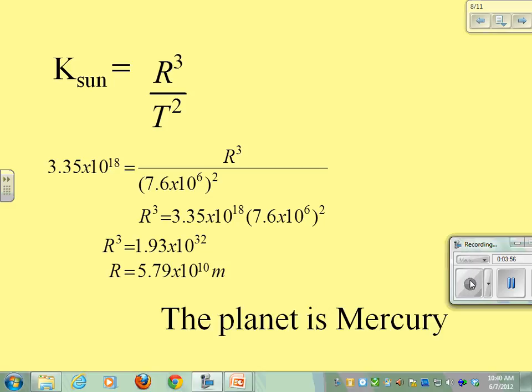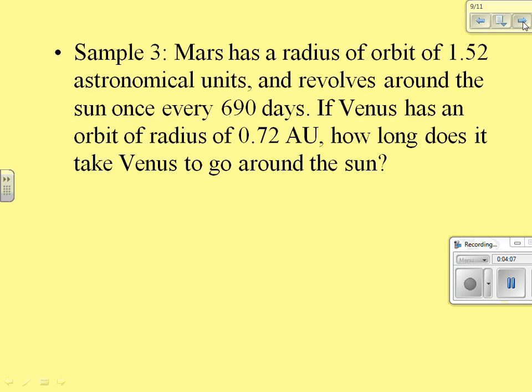If you were so inclined to look up that it was Mercury, you could get that from the radius of orbit, 5.79 times 10 to the 10. All right, here's the last one. This one says Mars has a radius of orbit of 1.52 astronomical units. That means it's 1.52 times the distance from the sun as Earth. It revolves around the sun once every 690 days. So if we were to put a colony on Mars, we would have to get used to some really long years.